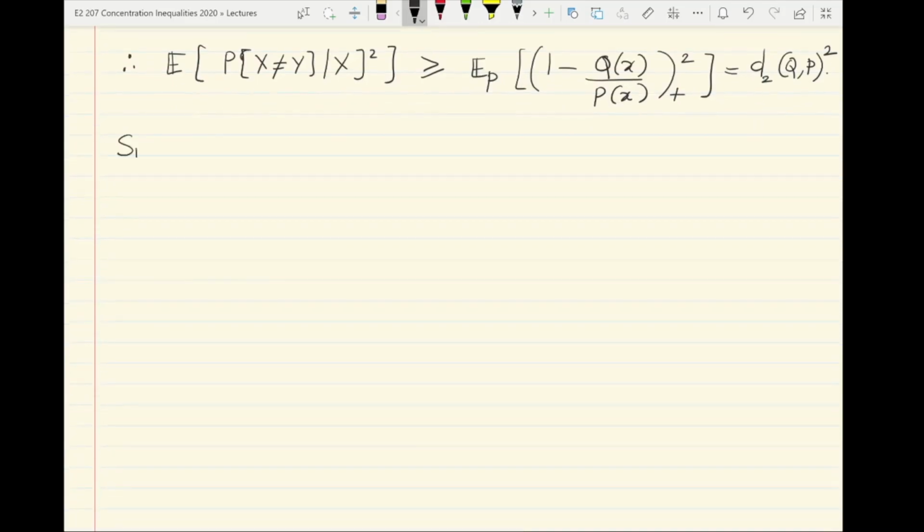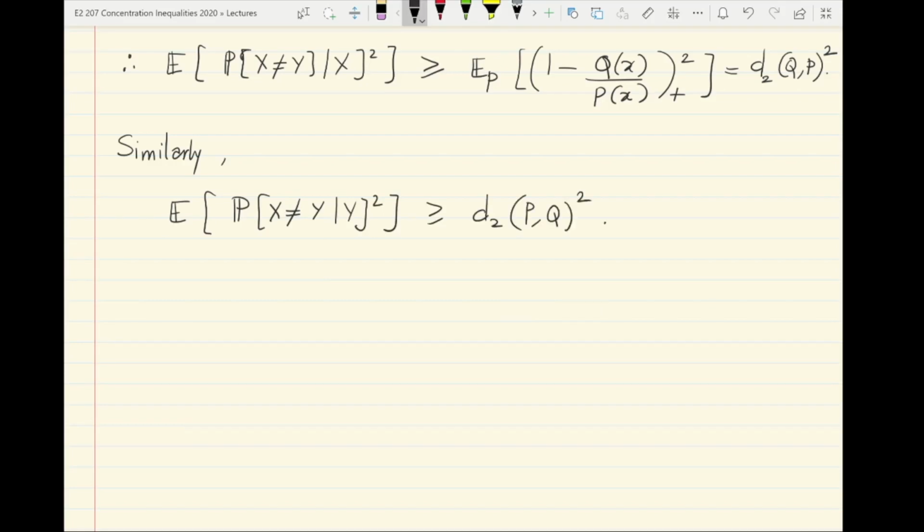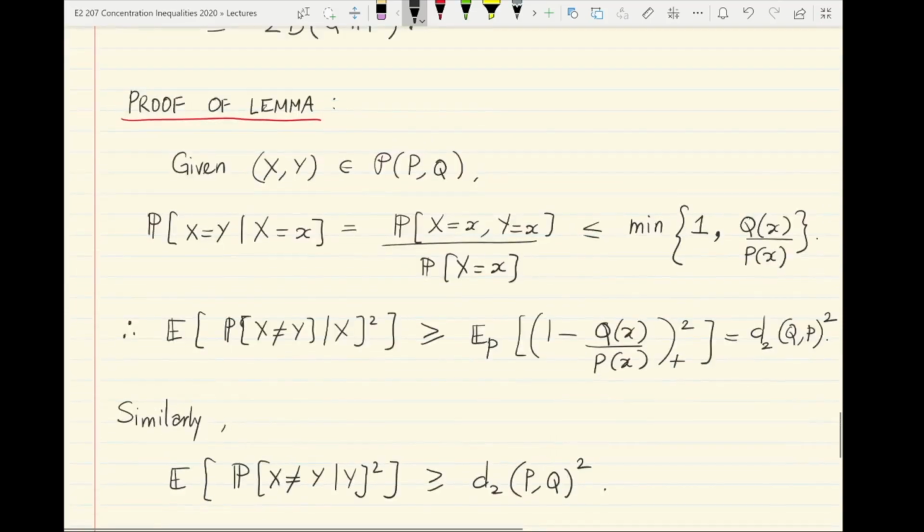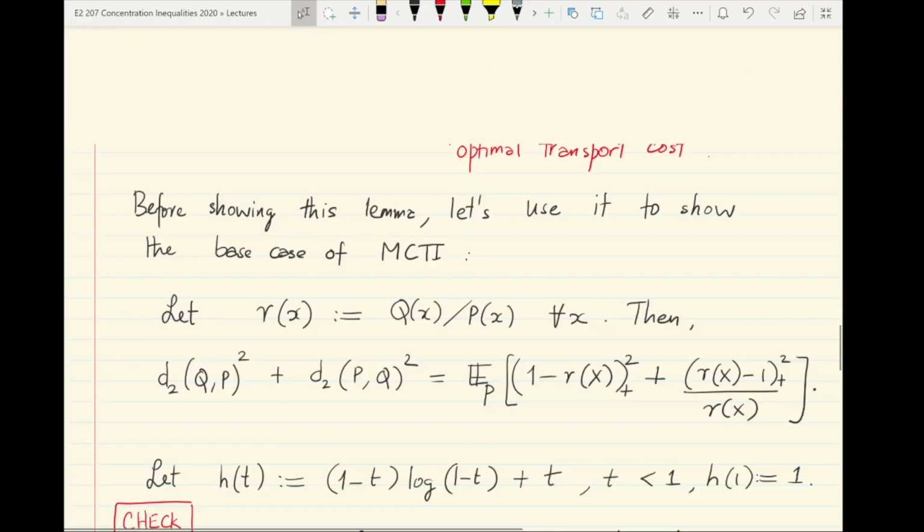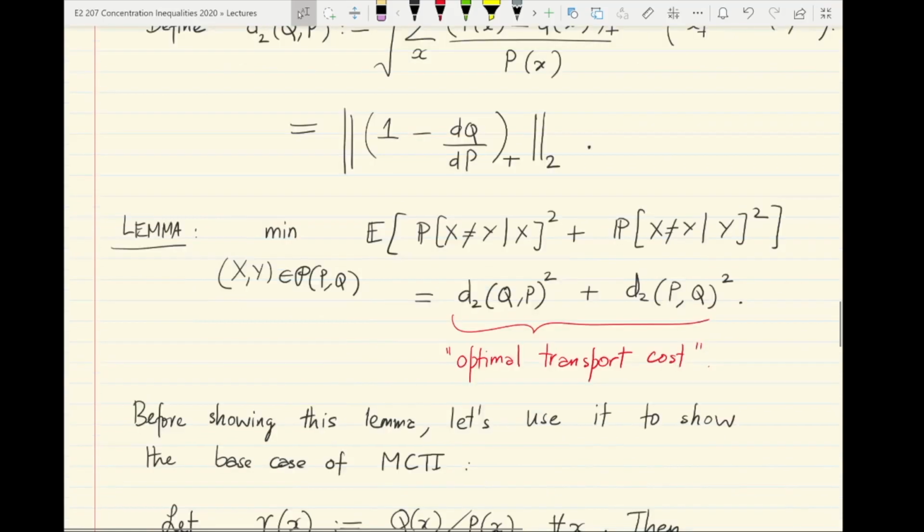Okay, similarly if you condition on Y, we have the expected value of P(X not equal to Y | Y) the whole square is at least d2(P||Q) whole square. So what we have shown is basically that the left hand side in the lemma is lower bounded by the right hand side. So the minimum value of the left hand side is at least the right hand side.